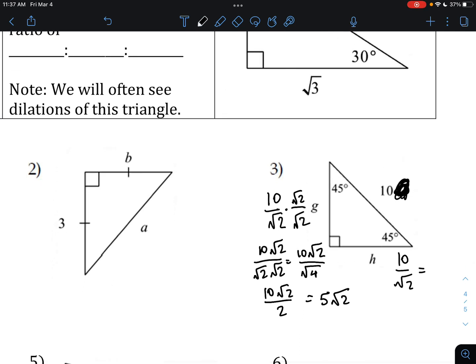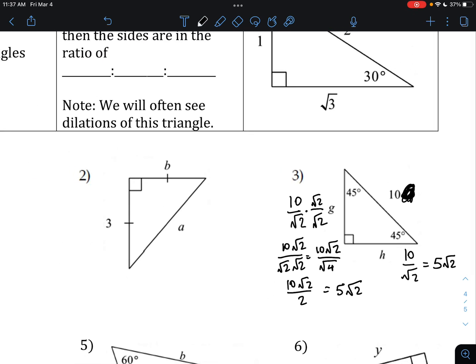which equals the same thing as 10 over the square root of 2. It's just a little bit cleaner because we don't have a fraction, we don't have a radical in the denominator, which is not allowed. Okay, you're not going to see that a ton, but you will see it enough that it's necessary.